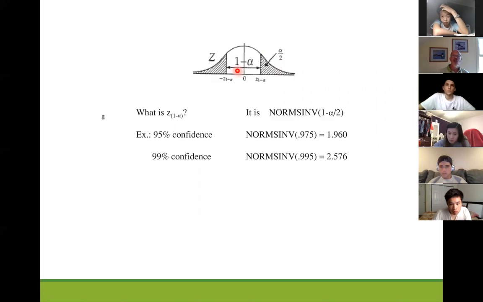So think about it. If 1 minus alpha is 95%, then alpha must be 0.05, because 1 minus 0.05 is 0.95. If 1 minus alpha is 90%, then alpha must be 0.1. So we can find these values. A 95% confidence is a norm.s.inv, and these are 1.96 and 2.576, or 2.58. I'll show these another way on the Z table in a second.